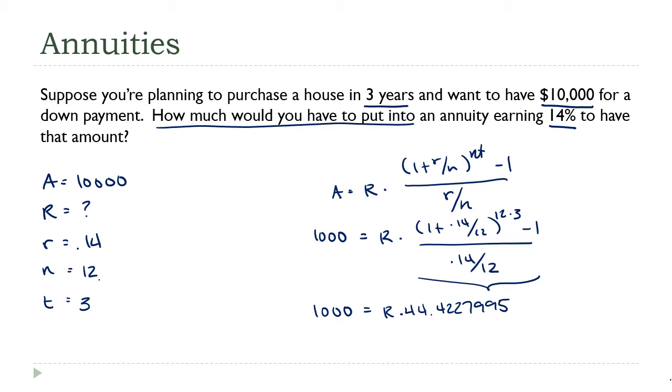Remember, I'm showing this just so you can see what I'm doing. If you're doing this on your calculator, please don't write that number down. Use your calculator's memory button, use your calculator's answer key, so that when you divide both sides by this number, you are getting all the decimal points of accuracy your calculator brings to the table. In this case, I get R is $225.11.